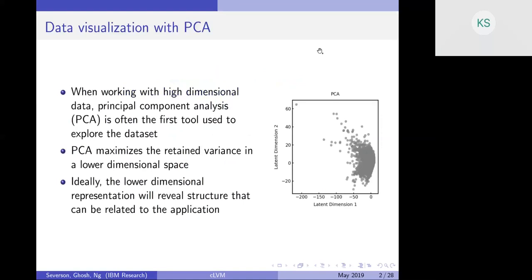Okay, so for those of you who have worked in an unsupervised setting before, you likely know that one of the first things you might be interested in doing is visualizing your data set. Particularly when you have a high dimensional data set, it's not trivial to simply look at every dimension. So a very popular technique is principal component analysis, or PCA. What PCA does is it maximizes the retained variance in some lower dimensional space. Ideally, that lower dimensional representation will then reveal some structure that you can relate back to your application.